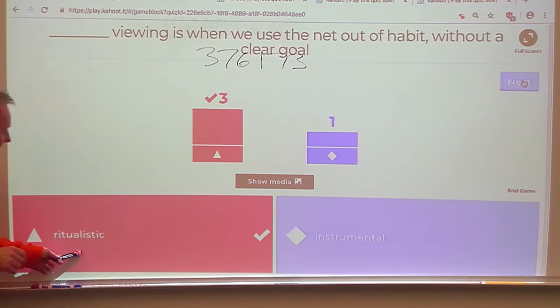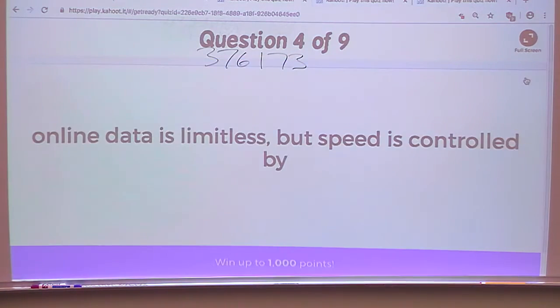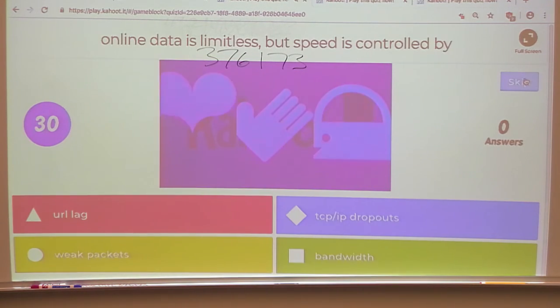If it's ritualistic, it means you sit down every night at 7 o'clock and surf the web, or every time you get bored, you surf the web in order to fill in a little time. So that's ritualistic. It doesn't have a clear goal. It's more like something you do as a pattern, basically. So both are valid uses of the internet, but instrumental means you have a goal.